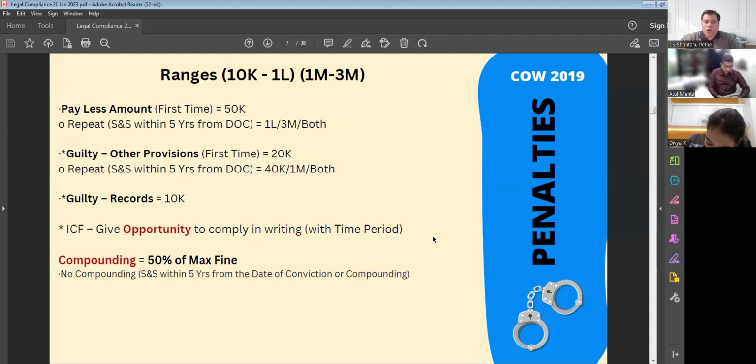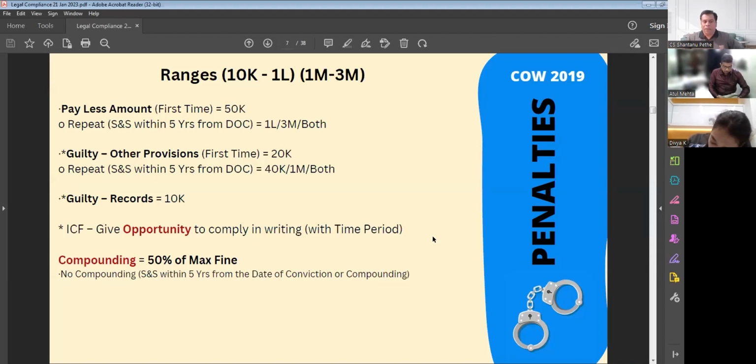penalties. So for paying less, the first time it is 50,000, and if he repeats this offense within 5 years, then the penalty will be 1 lakh rupees and 3 months of imprisonment, or both. This is all maximum imprisonment. I'm talking about a maximum of 3 months of imprisonment. He may be sent to jail.